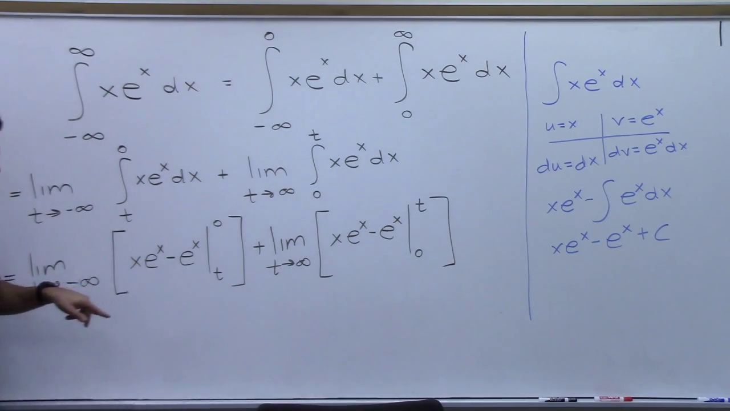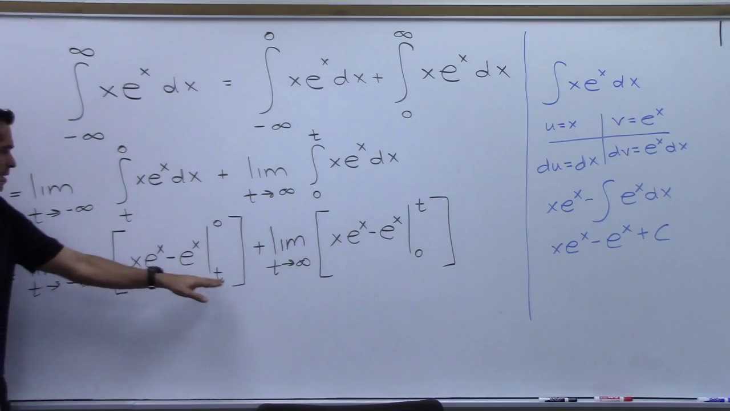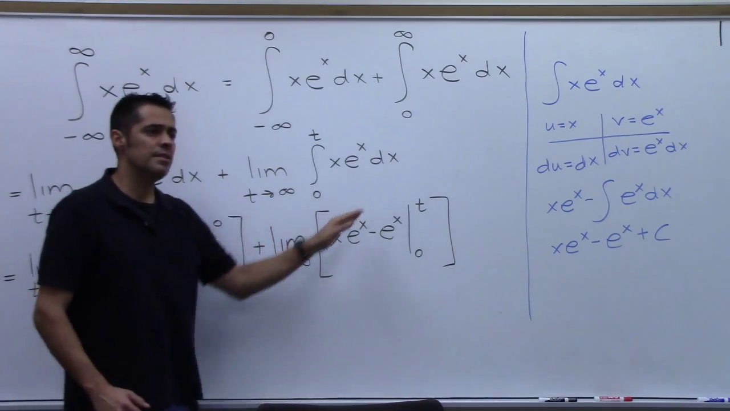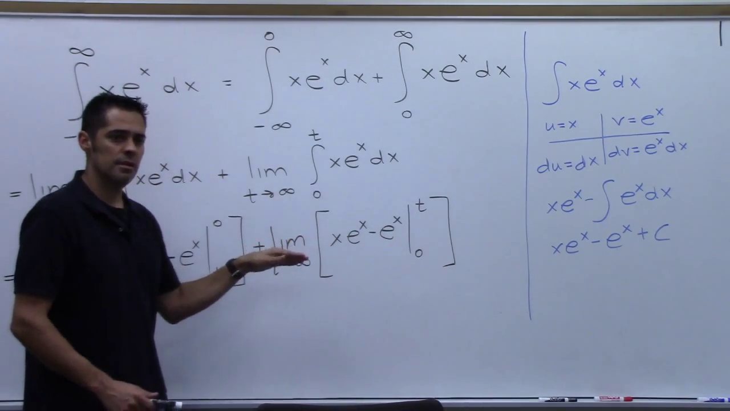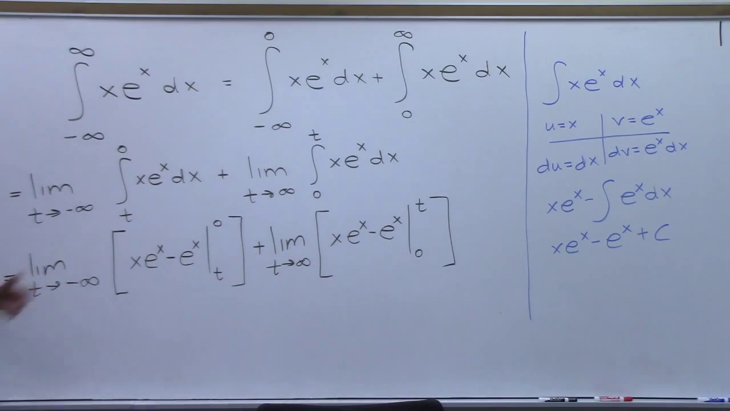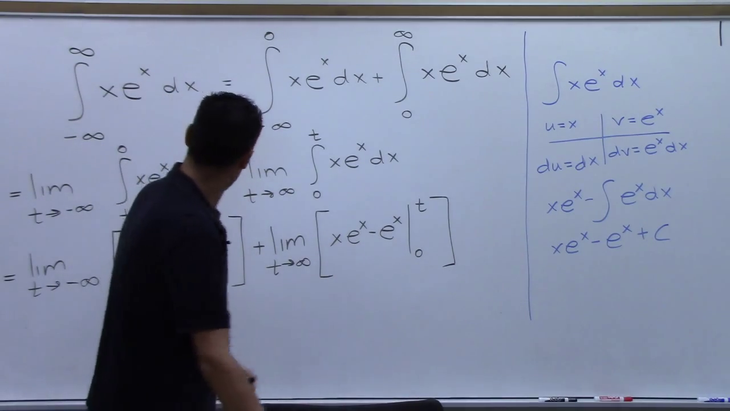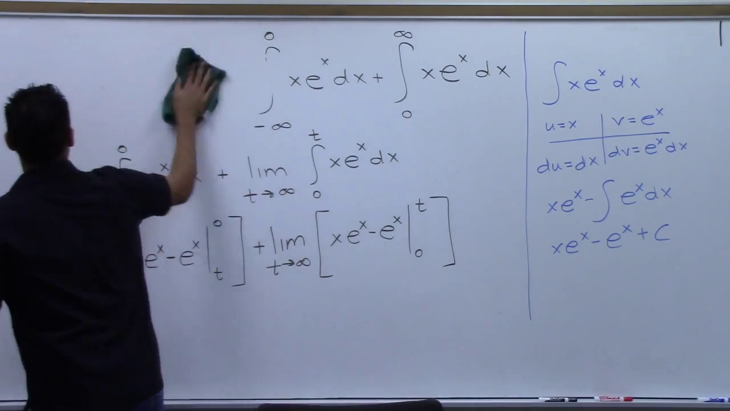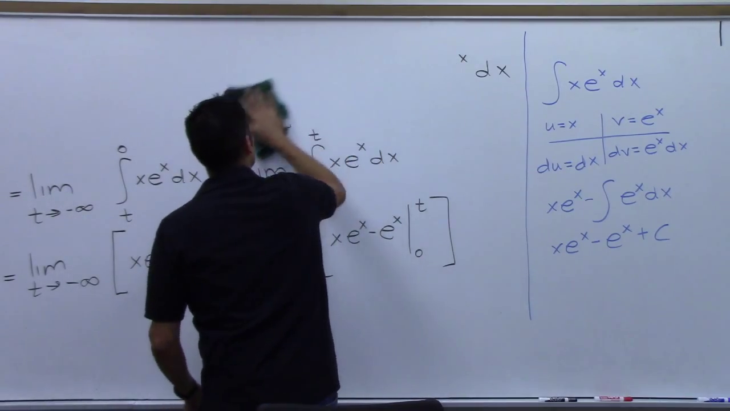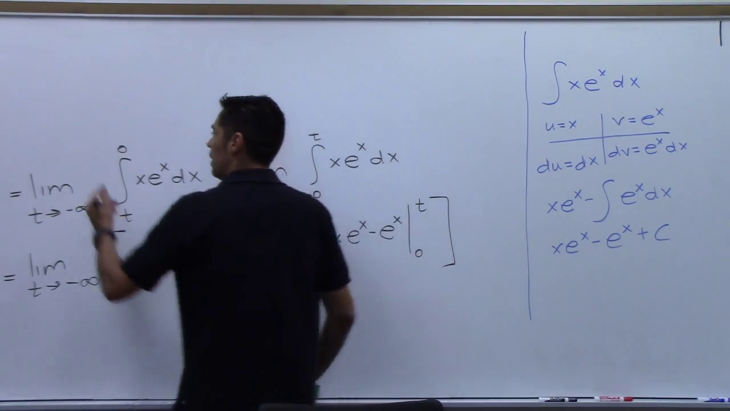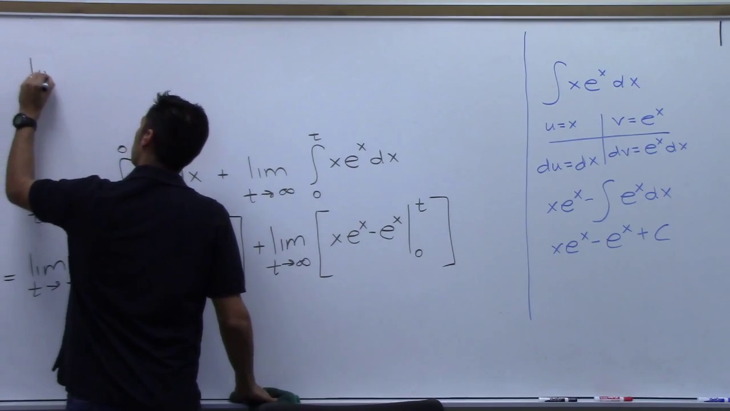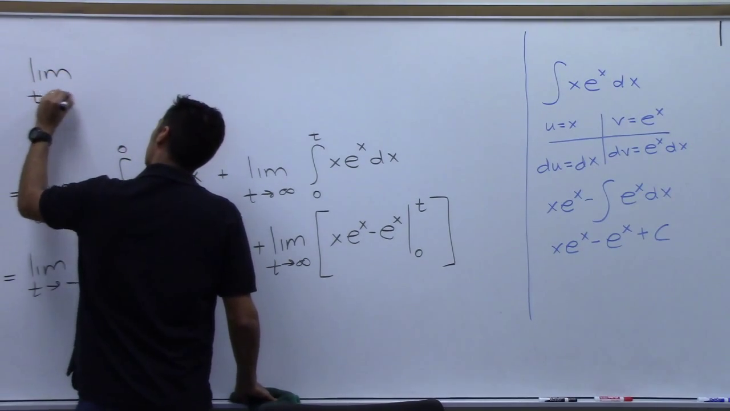All right, so I need to now plug in 0, and then I need to plug in T. Can I proceed from here now? I need to erase some stuff. All right, so let's plug in. I still have a limit: T goes to negative infinity.